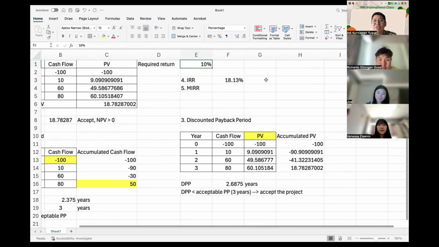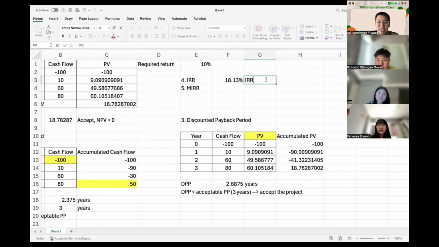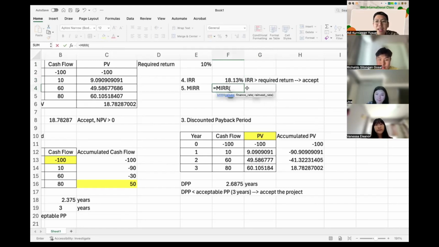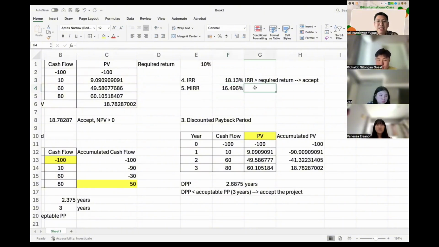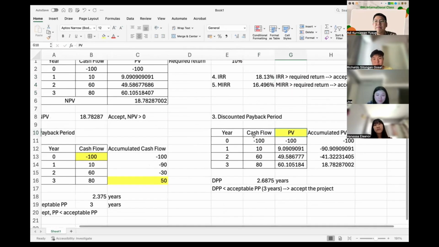Which one is higher, the IRR or the required return? IRR. So if IRR is higher than the required return, we should accept the project. Same with MIRR. So use MIRR, the values block, finance rate just put 10%, the investment rate same as in the question, it is also 10%. Enter. This one is 16.496%. Same, MIRR is higher than the required return, so we should accept the project.